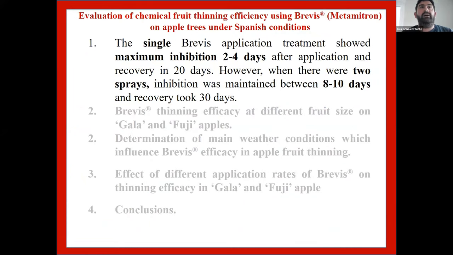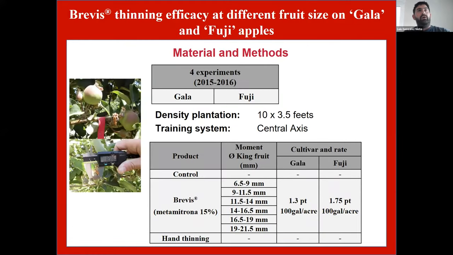The conclusion: the single application treatment showed the maximum inhibition 2-4 days after application and recovery in 20 days. However, when there were two sprays, the inhibition was maintained between 8 and 10 days and recovery took 30 days. Okay, the second part of this presentation is Metamitron thinning efficacy at different fruit sizes in Gala and Fuji.